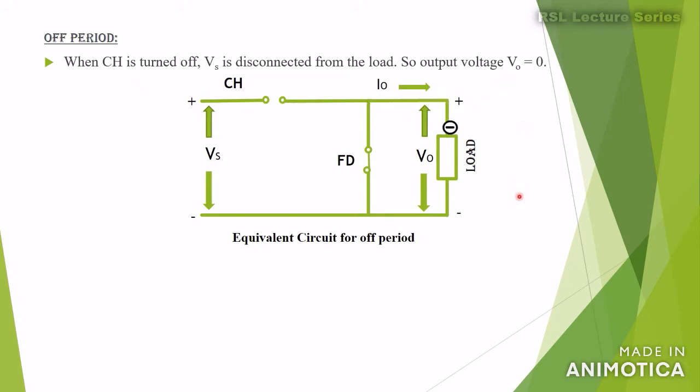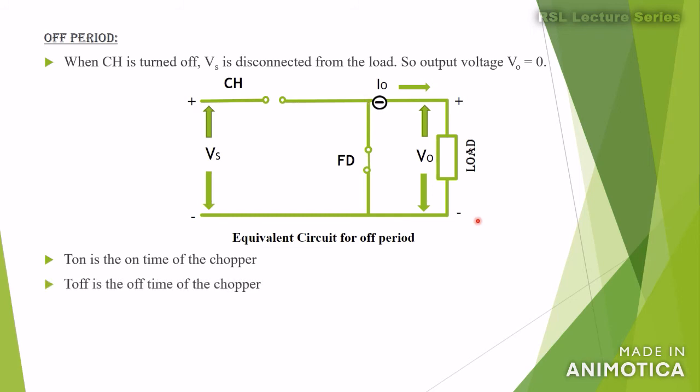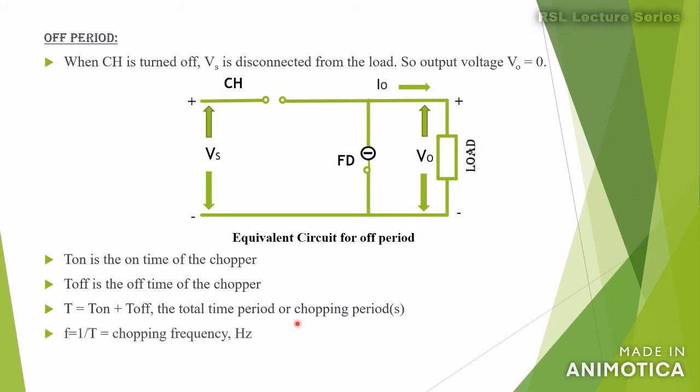Now if we consider T on as the on time of the chopper and T off as the off time of the chopper, then the total time period or the chopping period is given by T is equal to T on plus T off. At the same time, the chopping frequency is given by f is equal to 1 by T.